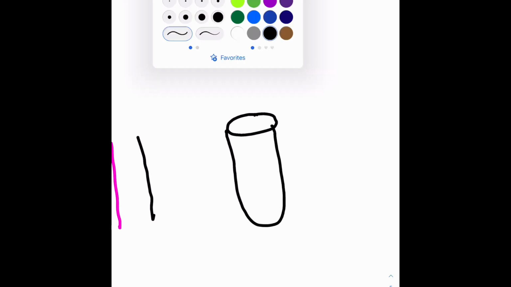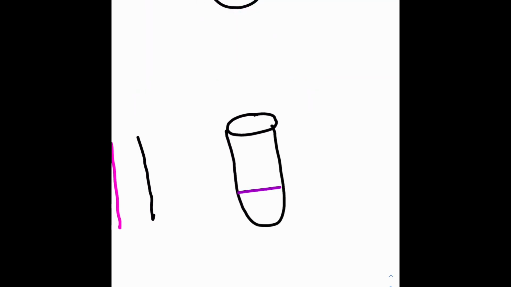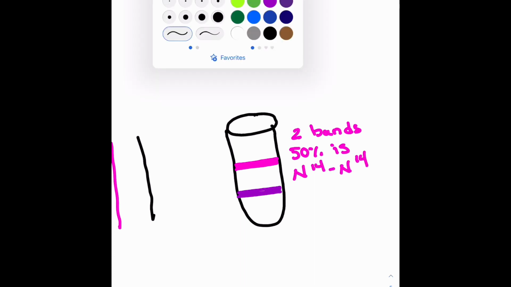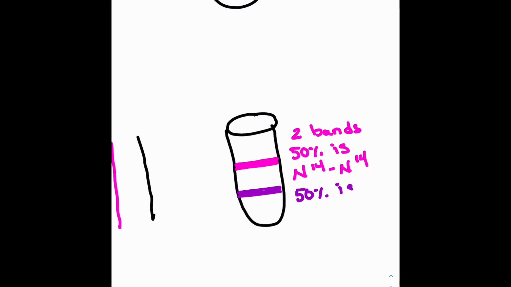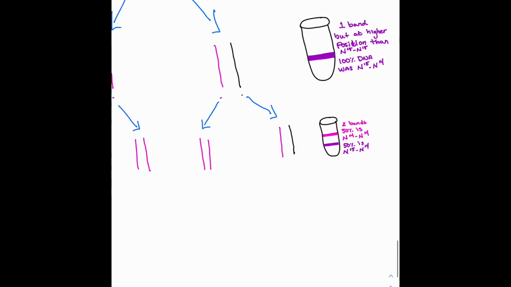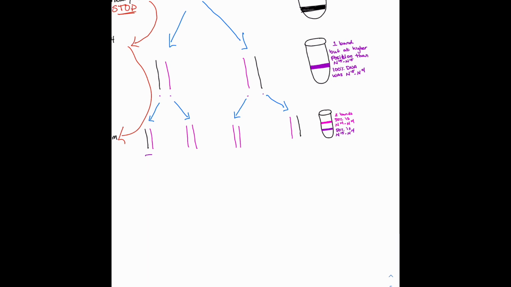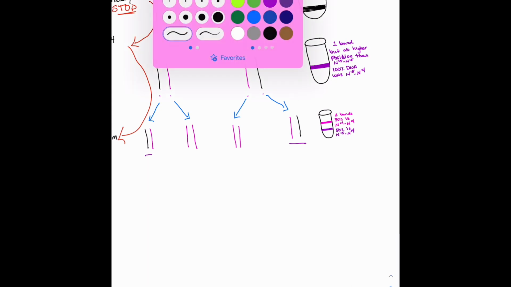And what they got when they centrifuged that was two bands. One was at the same place as our previous band, and one was higher up. So what they have is they have two bands. 50% is in 14 in 14, and 50% is in 15 in 14. And indeed, when you look at this DNA, that's what you're seeing. This is 50% in 14 in 15, and then you have 50% in 14 in 14.